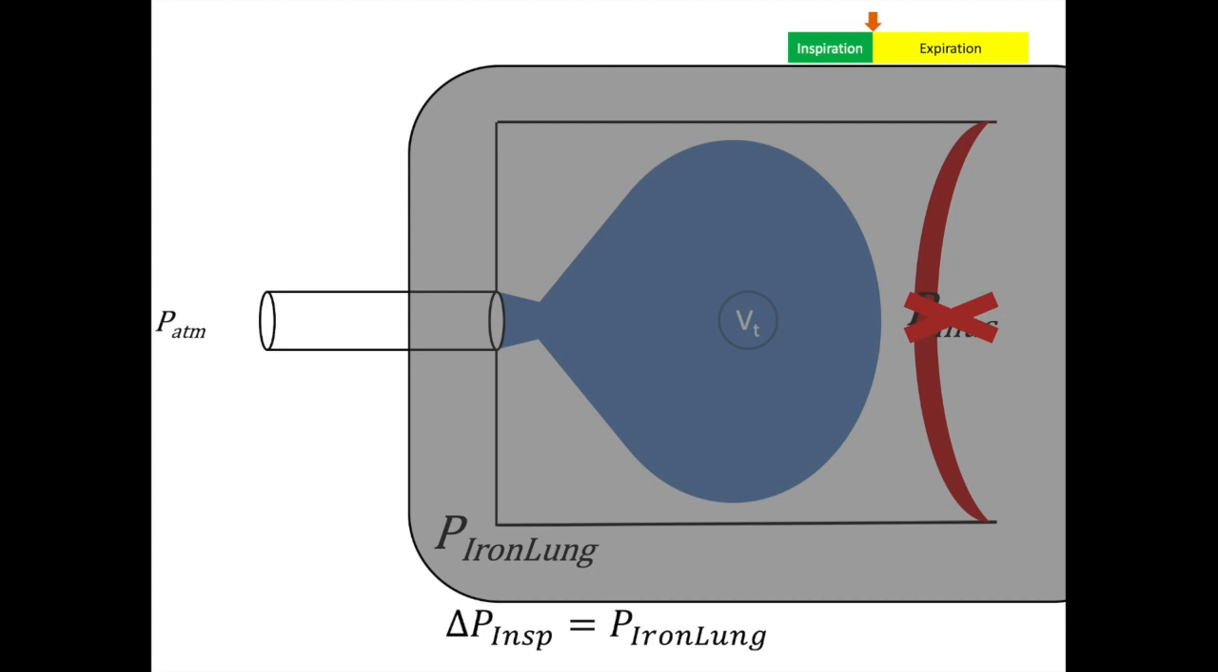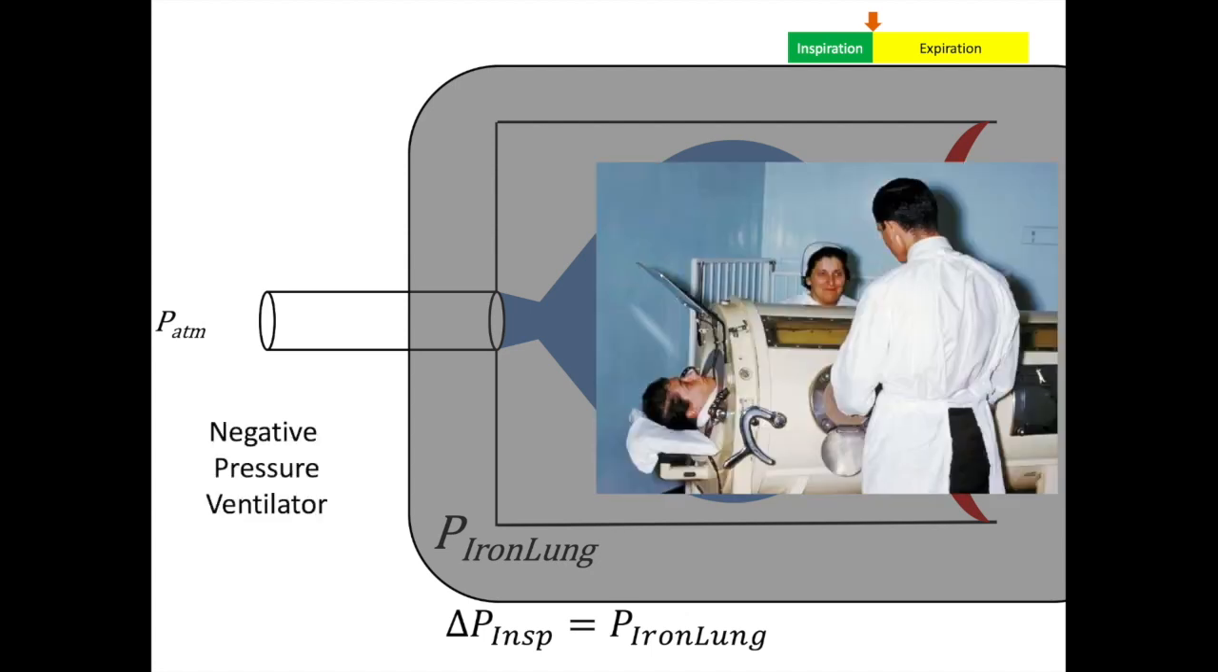Because the iron lung creates a pressure that is less than atmospheric pressure, or a negative pressure, just like the diaphragm, it has been called a negative pressure ventilator.